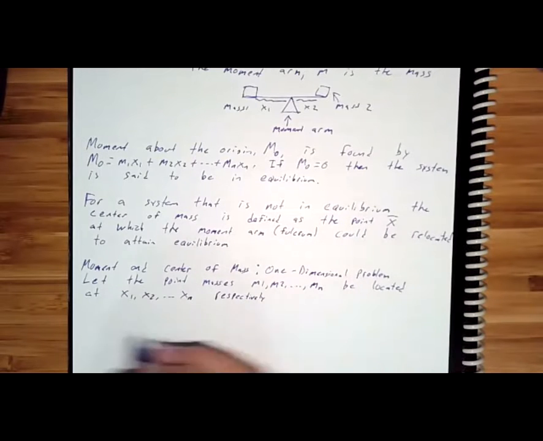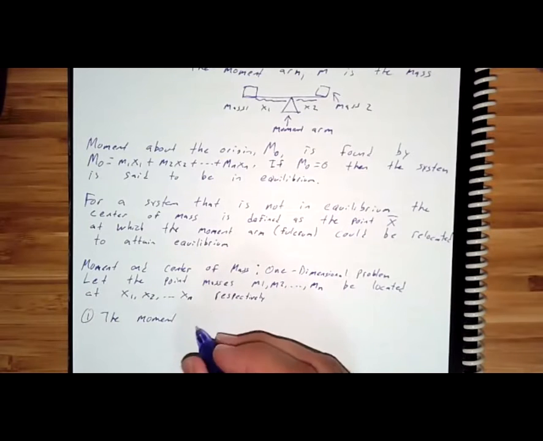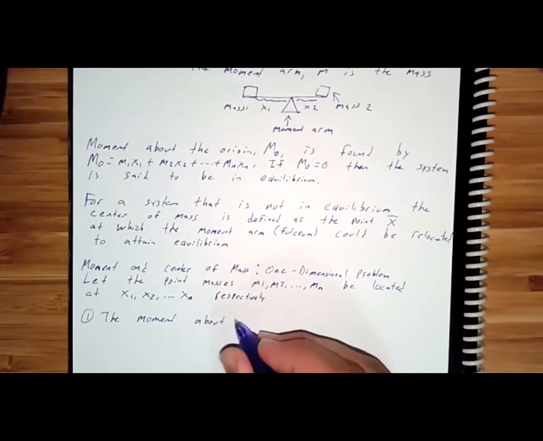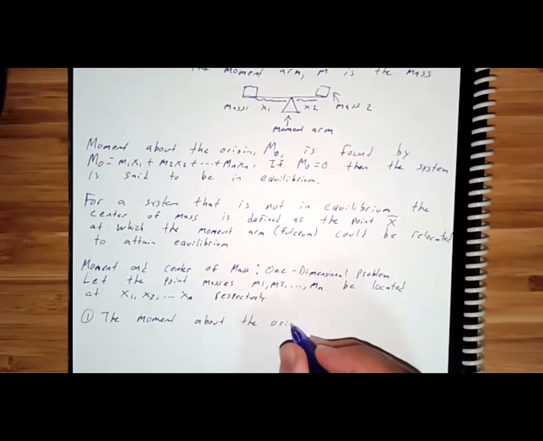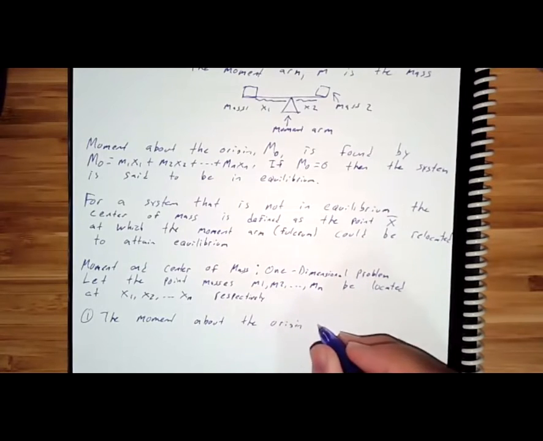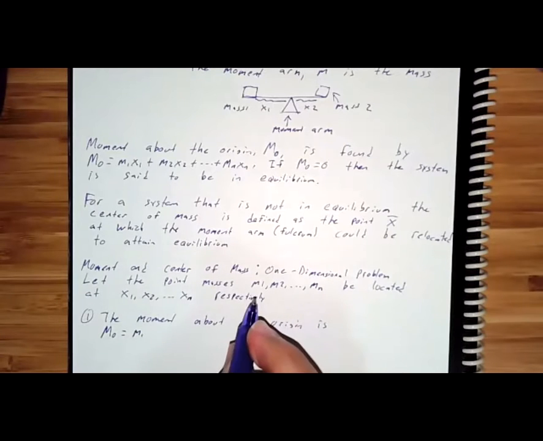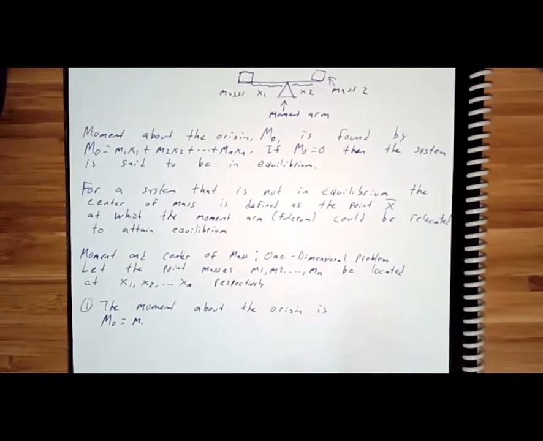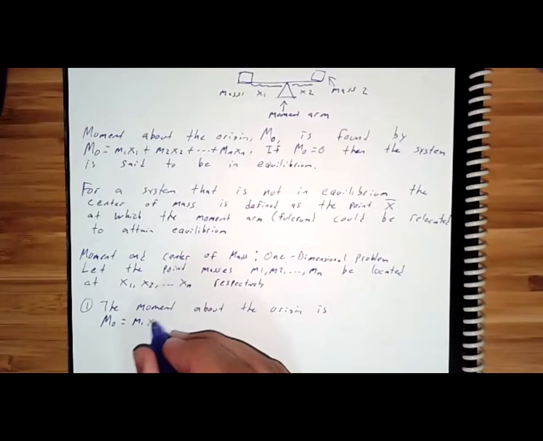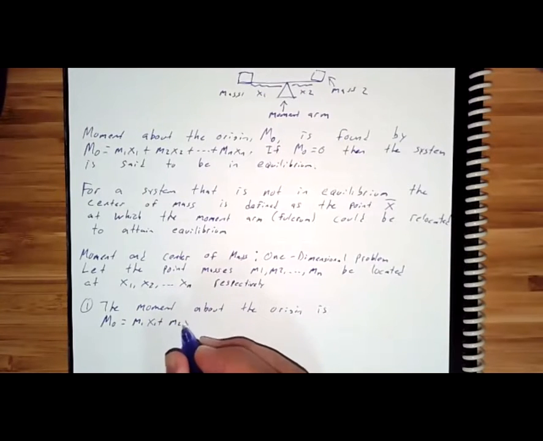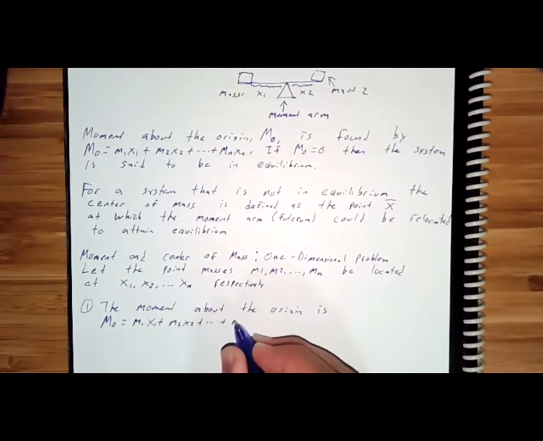So number one, the moment about the origin is capital M0 equal to, you multiply these point masses times their locations respectively. So we're going to get a sum of M1 x1 plus M2 x2 all the way till Mn xn.